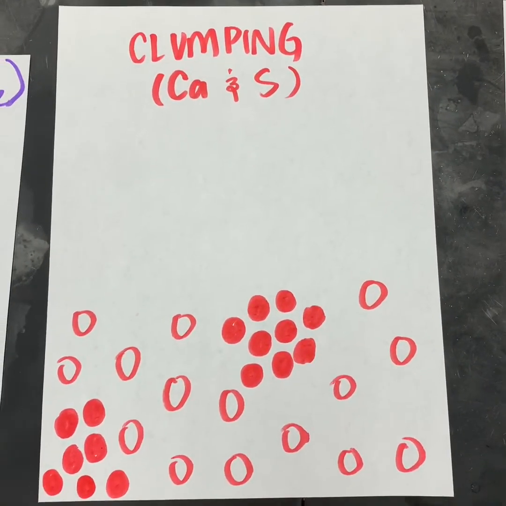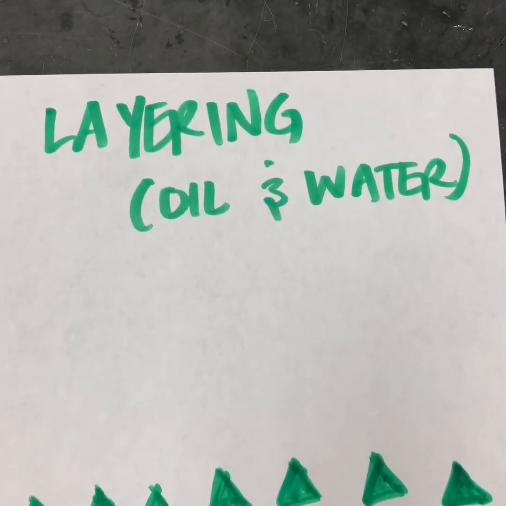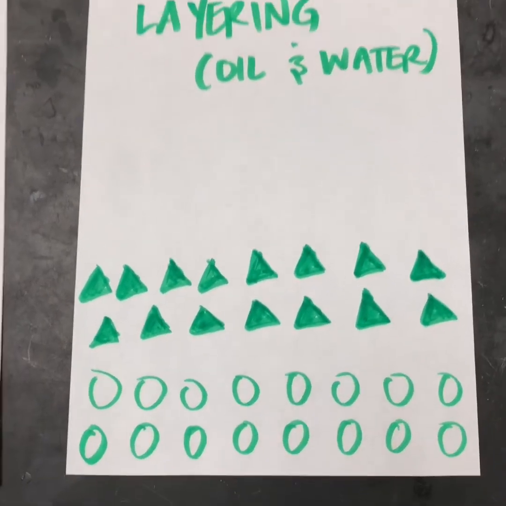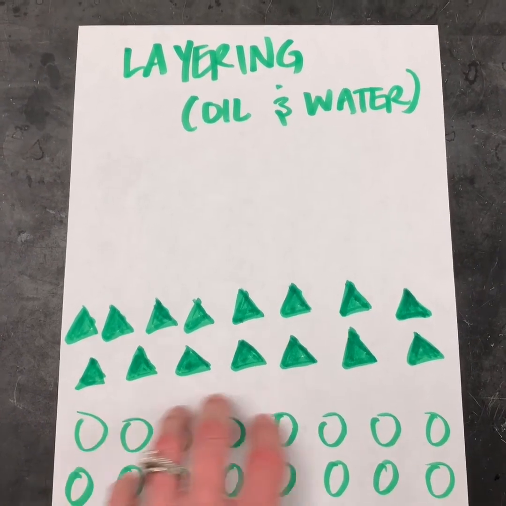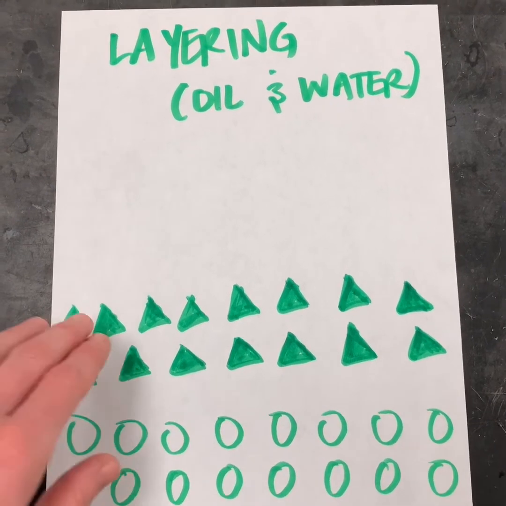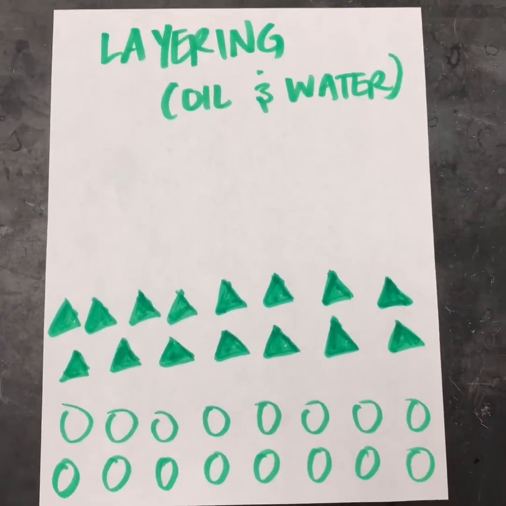Another thing that we're going to be looking for is layering. Layering is a prime example with oil and water, something that we're used to. Water is more dense than oil. It sinks down to the bottom, forming a layer that is clear, and the oil is less dense and kind of yellow in color, and that always floats to the top.